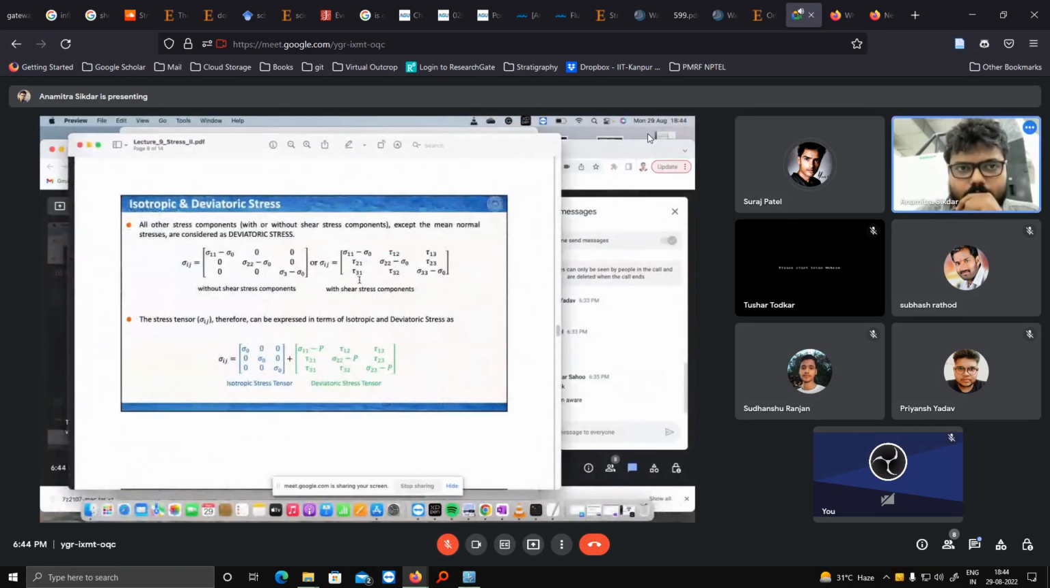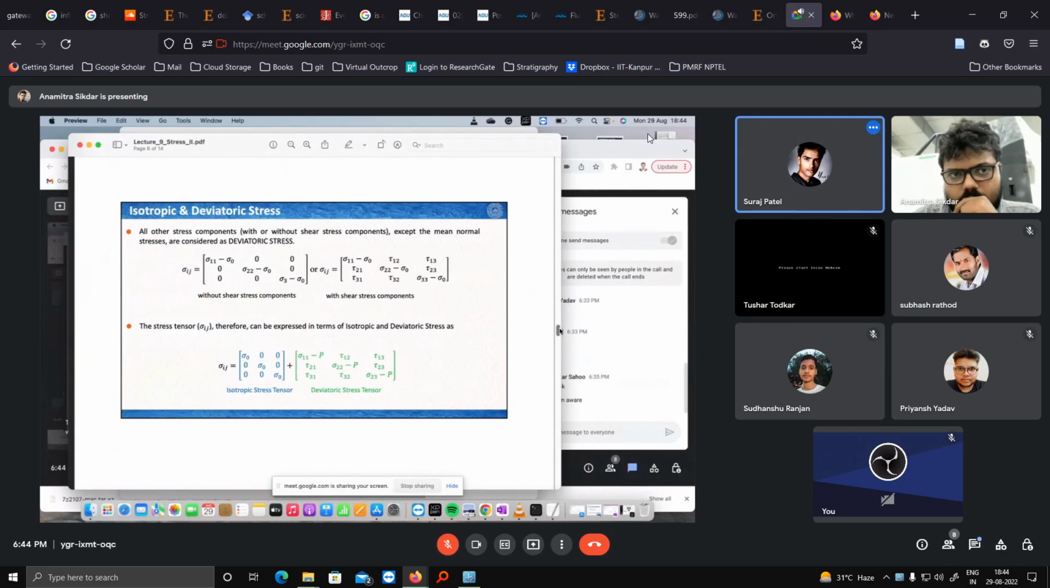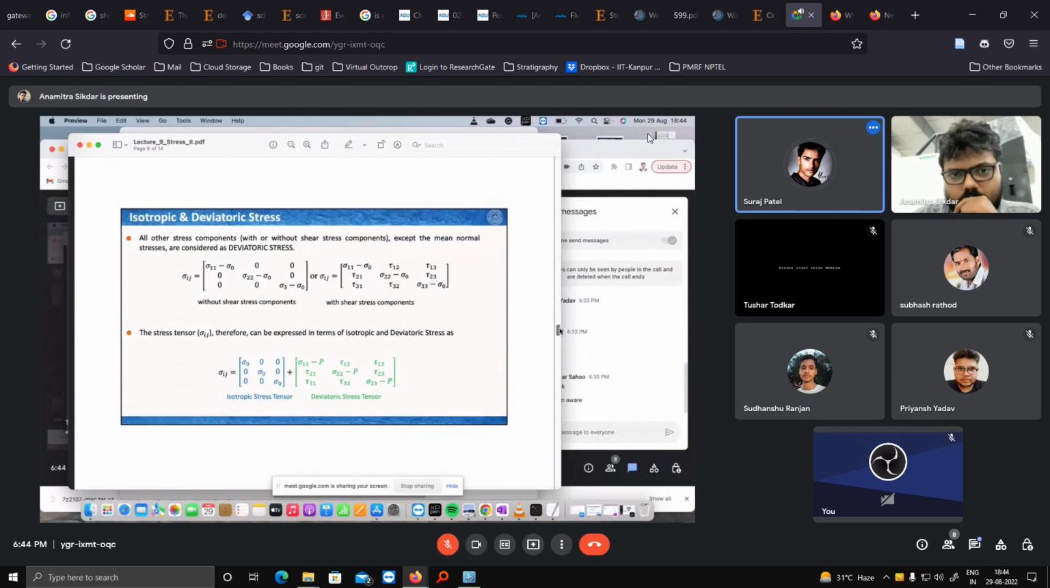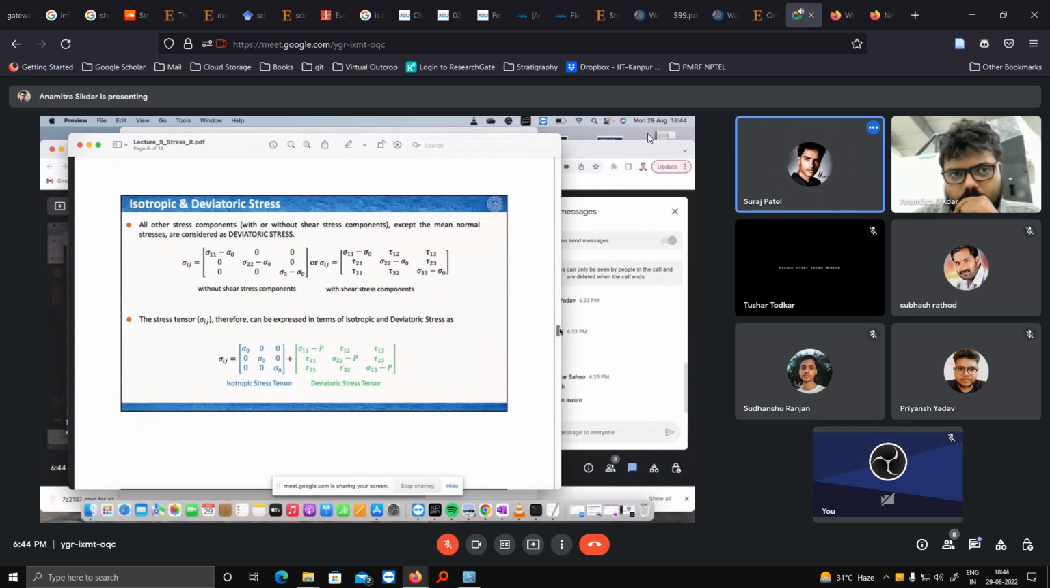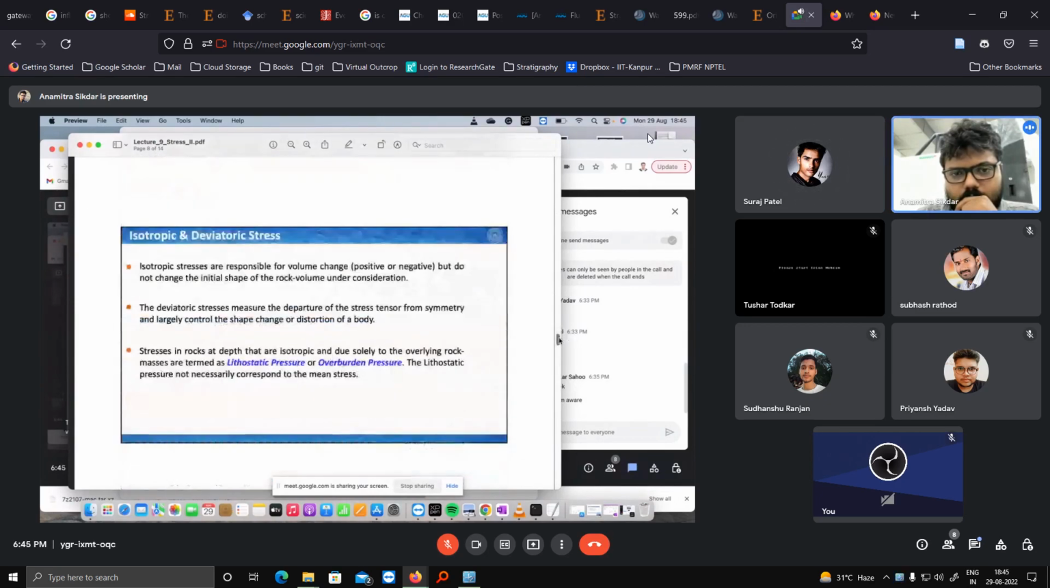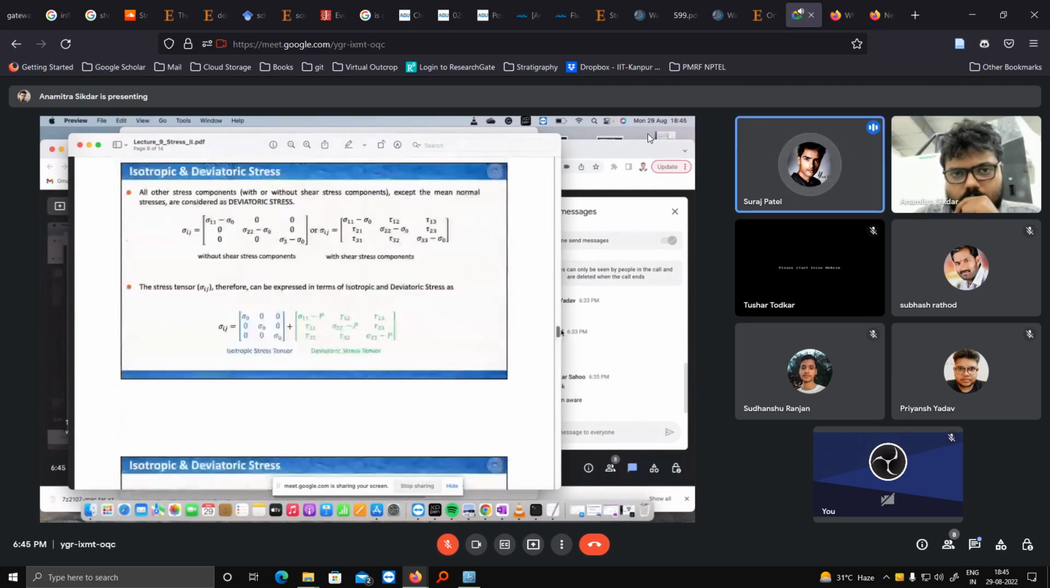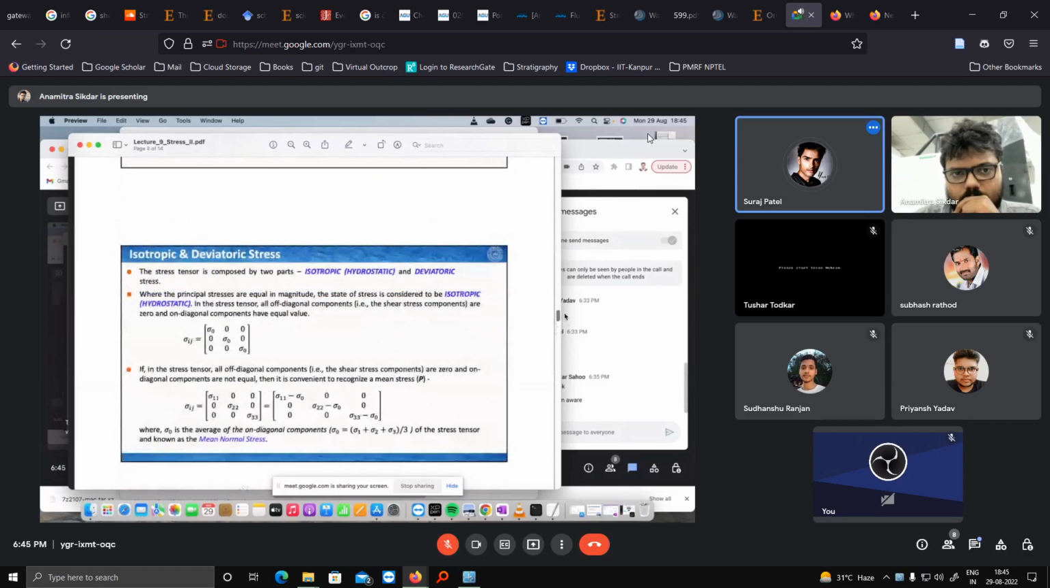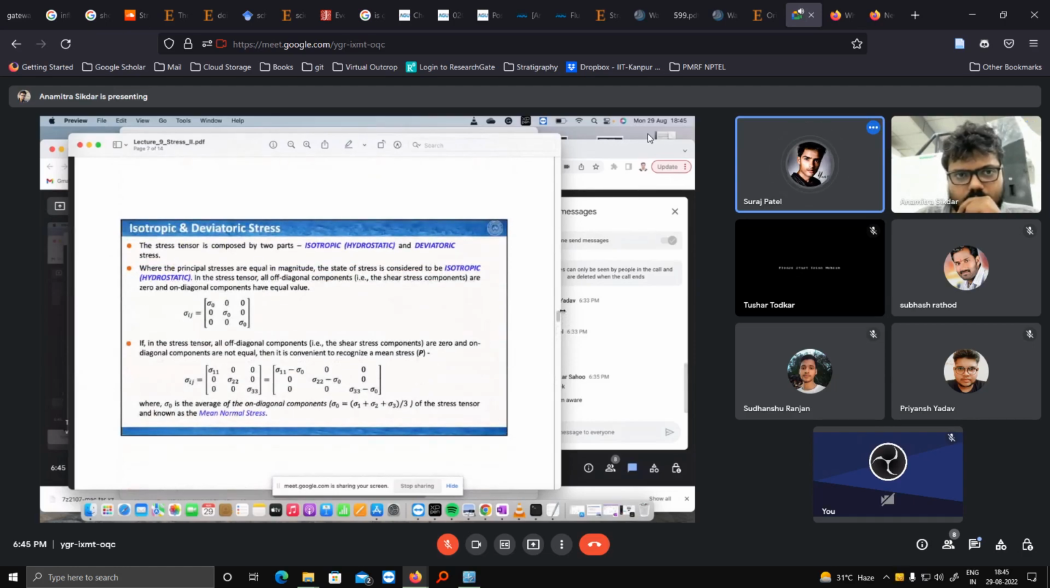Yeah, this one, right? Isotropic and deviatoric, you said. This one? Yes, this one. Okay. So in the last equation, sir, I have a doubt that if we are subtracting something from a matrix, how is it again equal to itself?